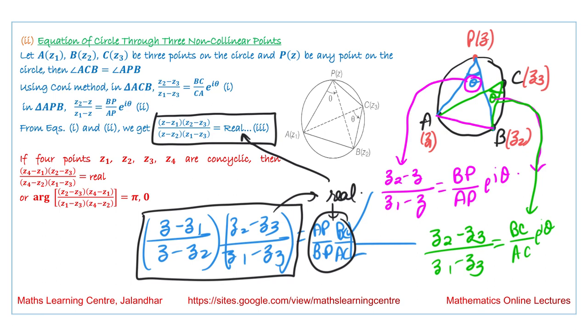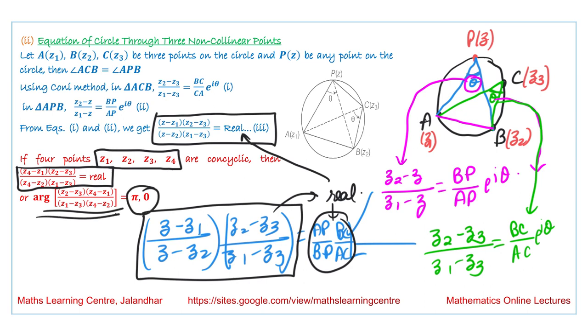So if four points z1, z2, z3, z4 are concyclic, then this term is real, or the argument of this term should be pi or 0. This is the condition for any four given numbers to be concyclic.